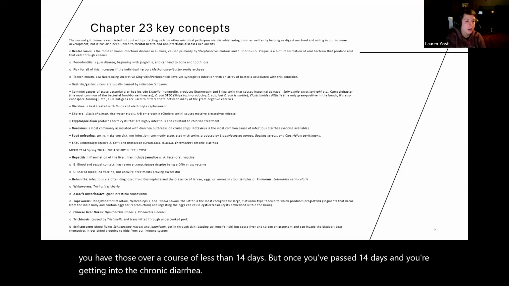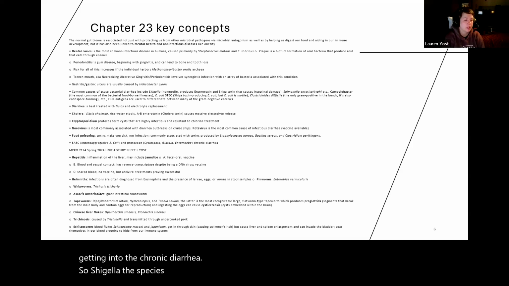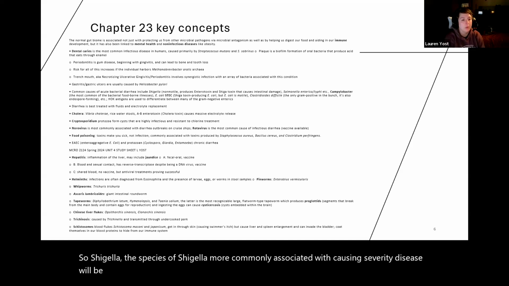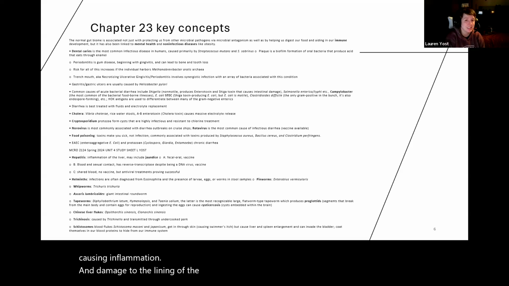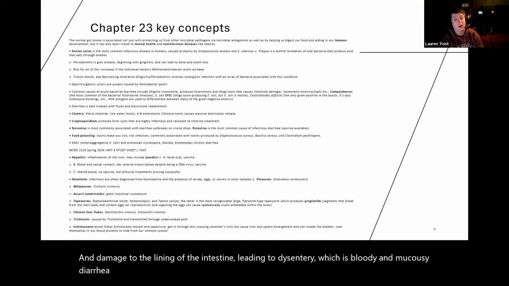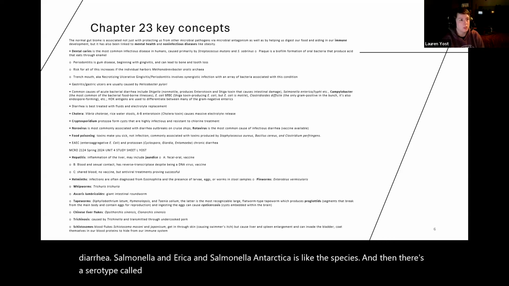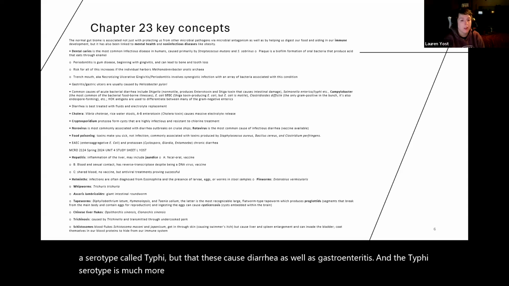So the species of Shigella more commonly associated with causing severe disease is Shigella dysenteriae, which produces an enterotoxin and Shiga toxin, which are associated with causing inflammation and damage to the lining of the intestine, leading to dysentery, which is bloody and mucousy diarrhea. Then Salmonella enterica, which is the species, and then there's a serotype called typhi. These cause diarrhea as well as gastroenteritis, and the typhi serotype is a much more severe version.